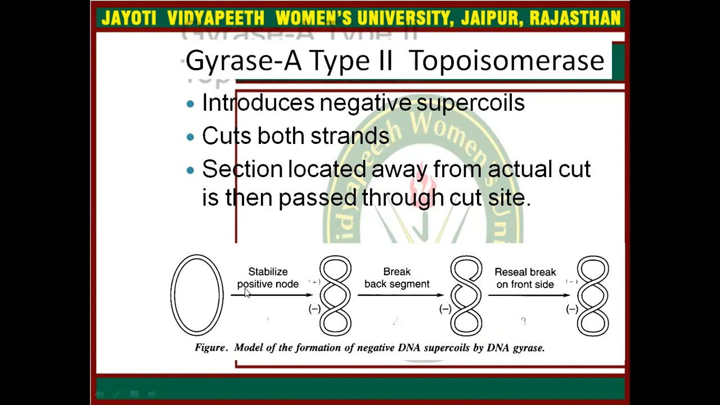Here you can see the diagram. This is negative, this is positive, and the break is in the back segment. So the cut will be created from here. Then it reseals the break on the front side. Here it was at the back side, now it is on the front side.